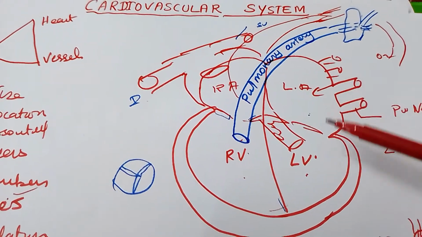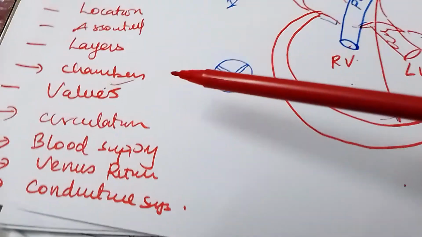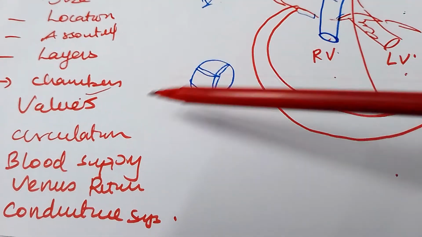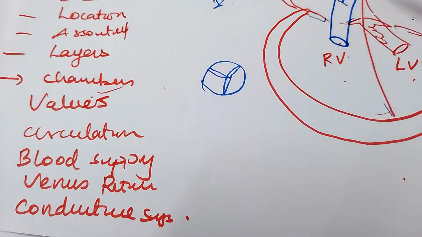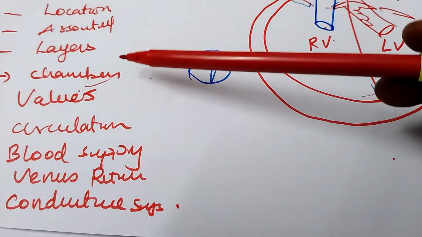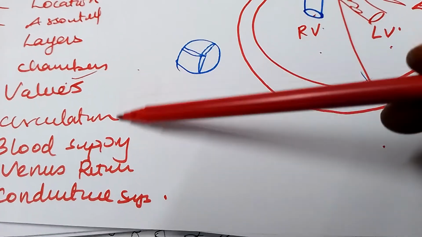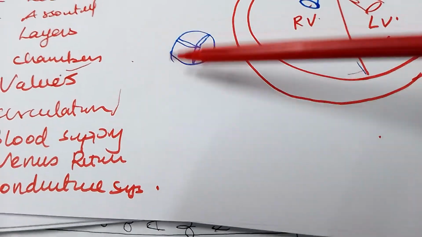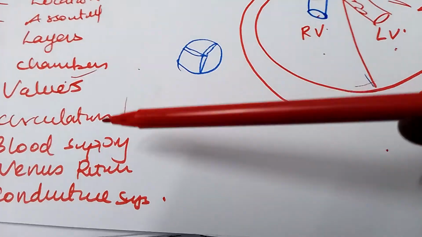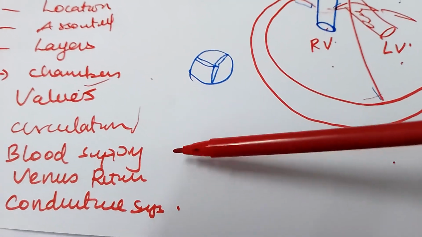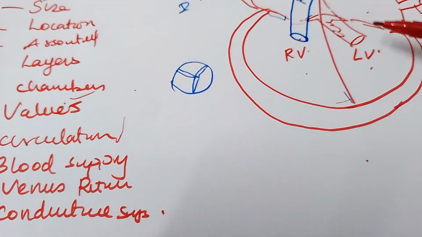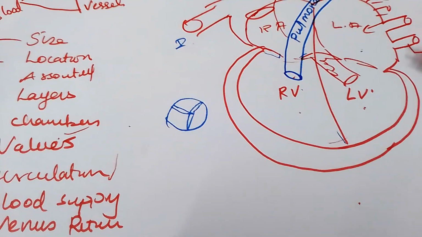Understand? If they ask only about the chambers, this is how you can write it. By this class you can understand all the chambers, but in the next class we will see the different kinds of circulation, the layers of the heart, the blood supply of the heart and venous return, and something about the conductive system of the heart. We will see it in detail in the next class.